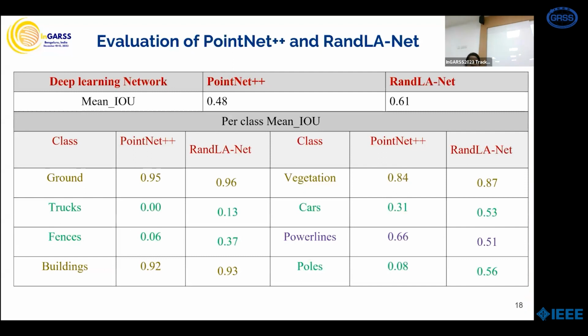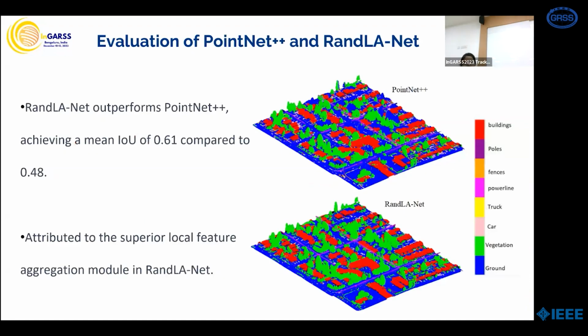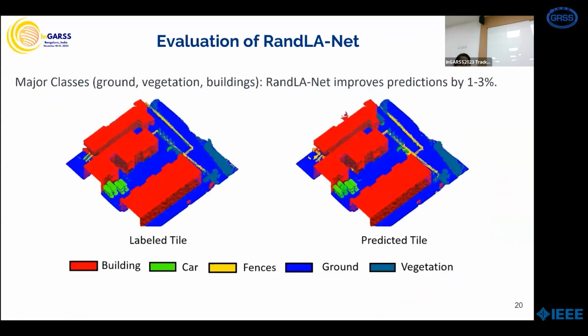The comparison of the 2 prominent deep learning architectures, PointNet++ and RandLA-Net, used in this work is shown here, and it is very evident that for both major and minor classes, RandLA-Net has outperformed. The mean IoU of RandLA-Net is 0.61 as compared to 0.48 of PointNet++, and it is attributed to the spatial local feature aggregation module of RandLA-Net, which captures the geometry of the object.